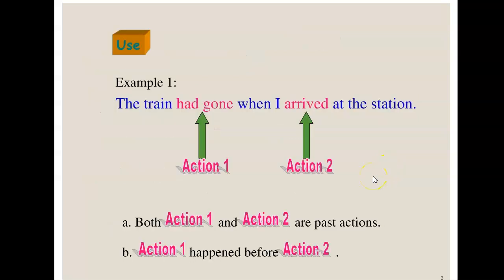So, the example first. First one is: the train had gone when I arrived at the station. Action one is had gone. The second action is arrived. So, both action 1 and action 2 are past actions, and action 1 happened before action 2. So, the train had gone when I arrived at the station.